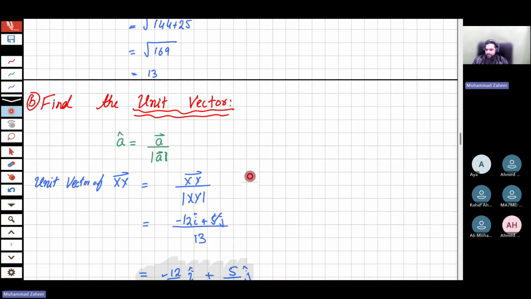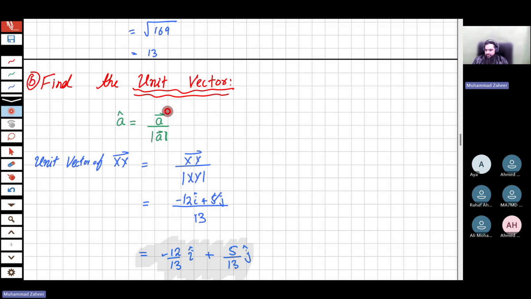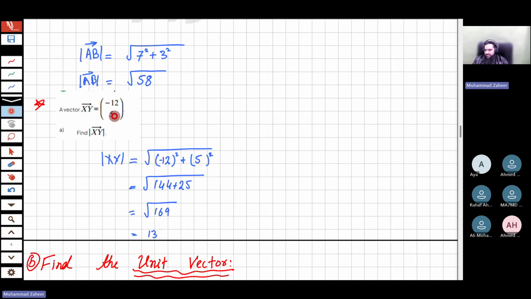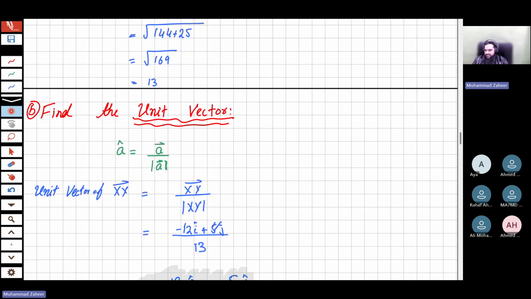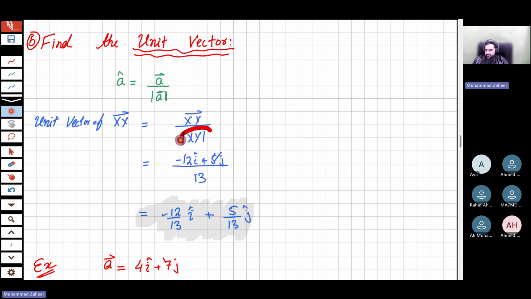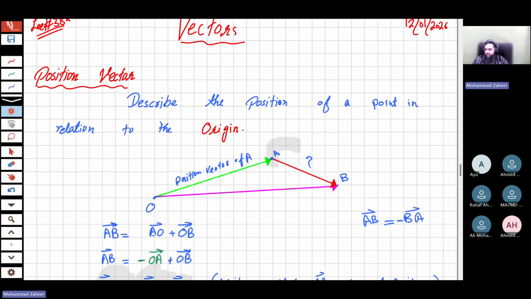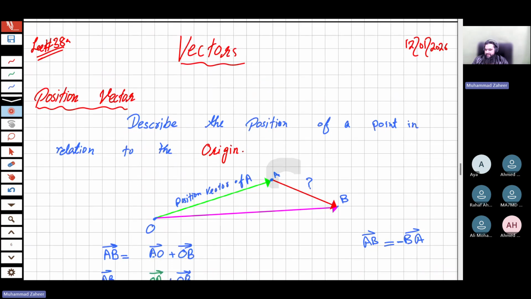For example, if you need to find the unit vector, we have the vector xy divided by the magnitude of xy. The vector we already have is minus 12 plus 5, meaning minus 12i plus 5j, and the magnitude is 13. Separate them, so this is the unit vector. You can check it: if you take the magnitude of this vector, it is 1. And then I go on to different questions for practice.